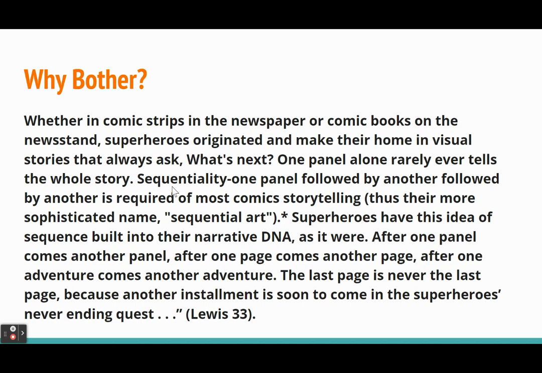So spending a lot of time talking about the elements of the page, about sequence and about time and about moving forward is important because the last page is never the last page. And we'll even talk about that in week 4, where we talk about some of the great superpowers, including the fact that some heroes never seem to die.